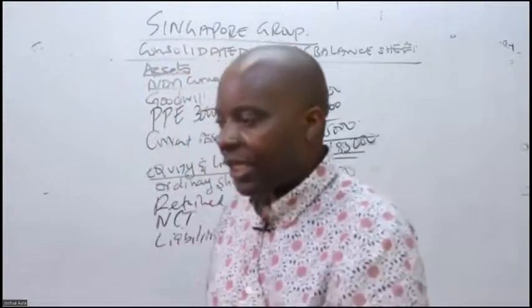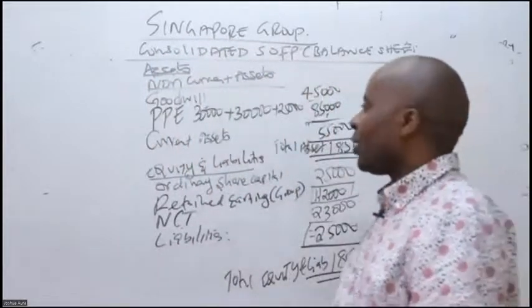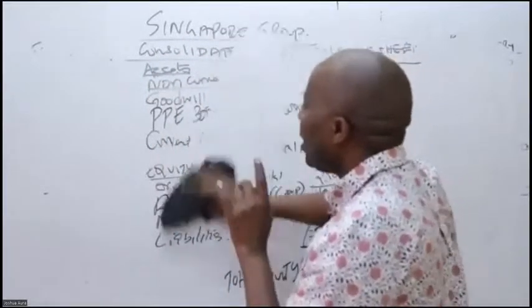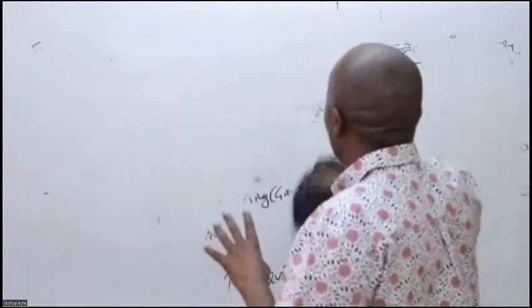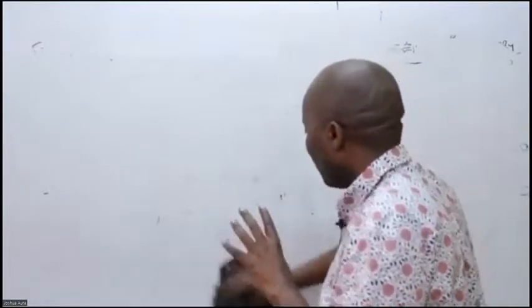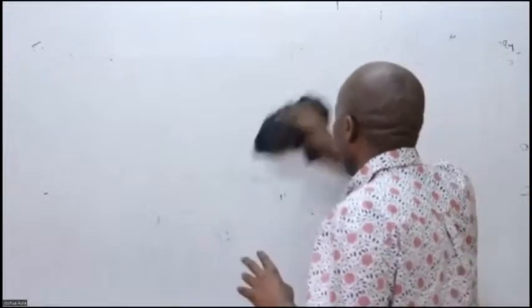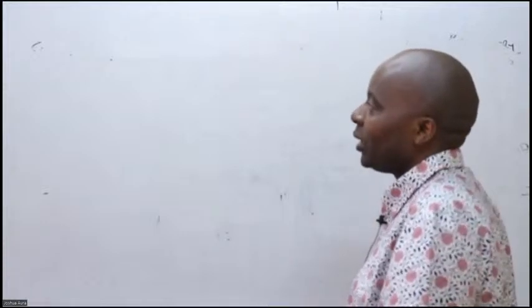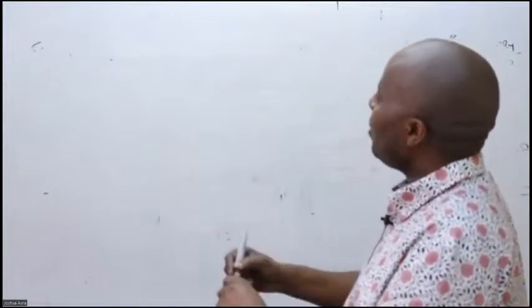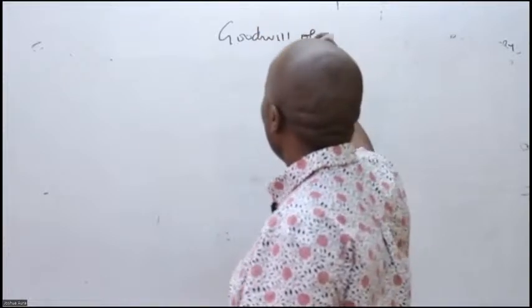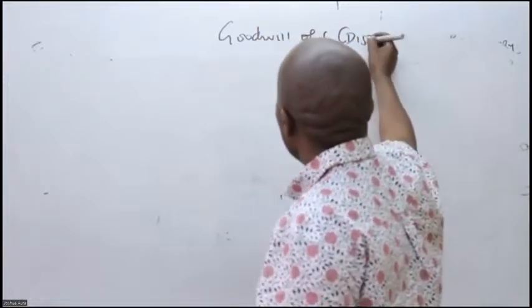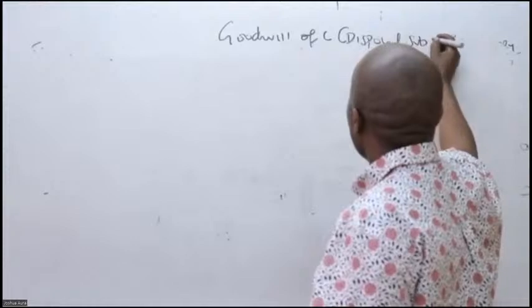Question number 5, thank you, Susan. So we shall calculate goodwill of the subsidiary that was disposed. And goodwill really is a nonsense thing. Anybody will be able to calculate goodwill. Right? So for this goodwill of C, disposed subsidiary.